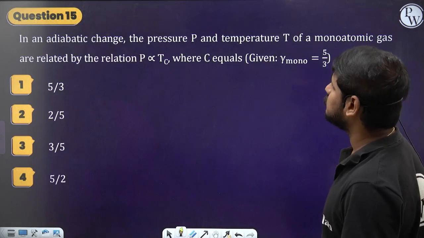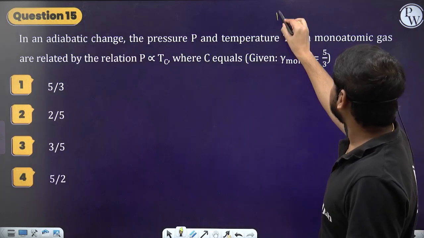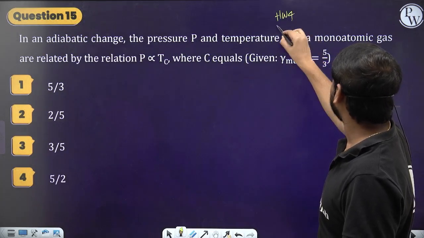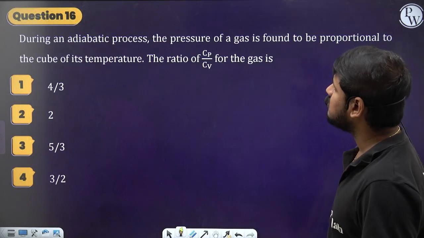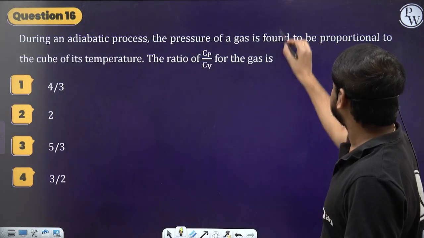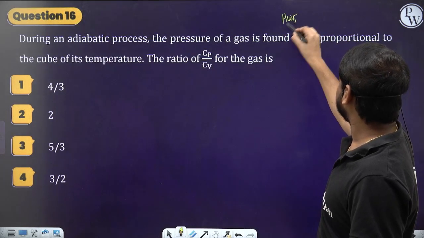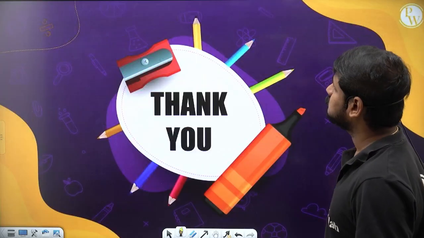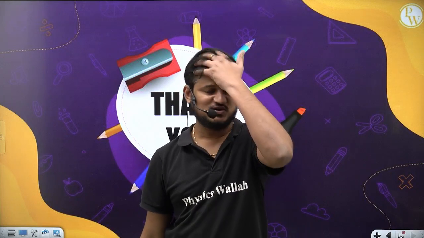Pressure P and temperature of a monatomic gas are related by P. Again an easy question, so homework 4. Homework 5 is a question. That's it. So I gave 5 questions as homework for you. Hope you understood the concepts.